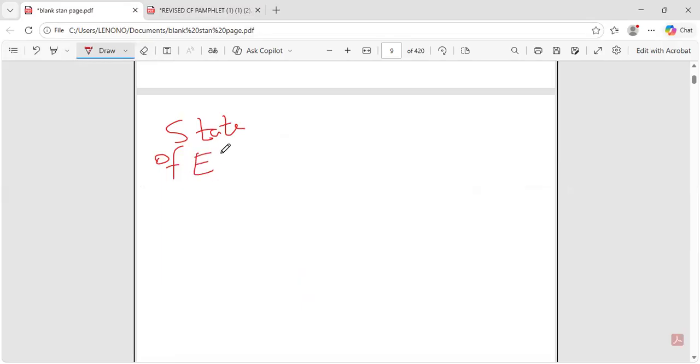Okay, so we have the state of economy. And then, of course, we have the P, which is the probability. And we have the return of A as well as the return of B.